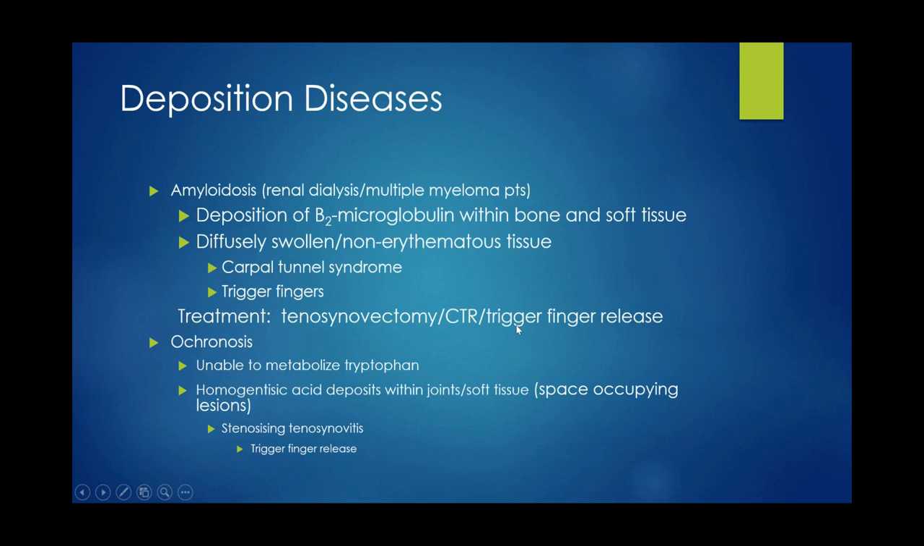Deposition diseases are also responsible for causing enlargement of the soft tissue and pain and swelling of the tendons and tissue about the wrist.